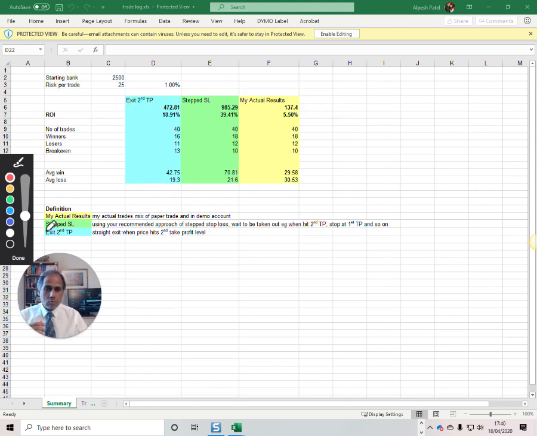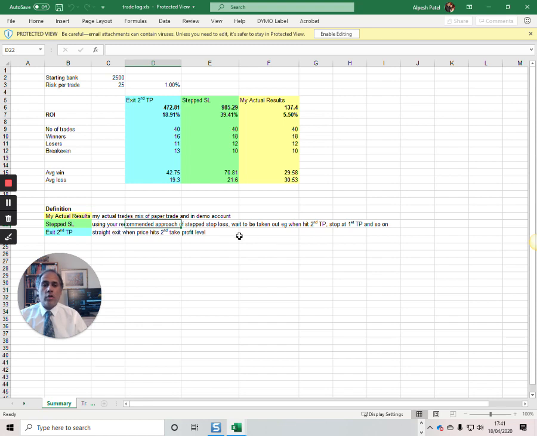So the step stop loss, and we'll look at the actual trades in a second, using my recommended approach of step stop losses. Let me just move that out of the way. And for those who've not looked at what I talk about, any of my apprentices who've not looked at it, it's alpeshpatel.com/know-how. That's where it is. Wait to be taken out when you hit the second take profit, stop loss at first, and so on. Exactly correct. Second take profit, straight exit when the price hits the second take profit level.